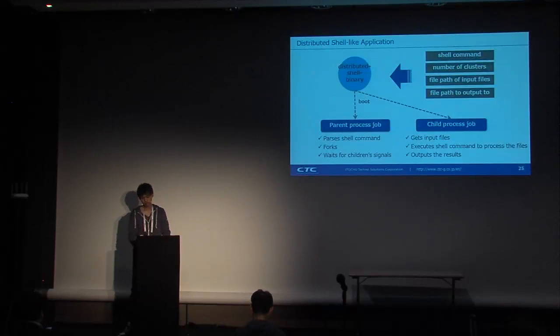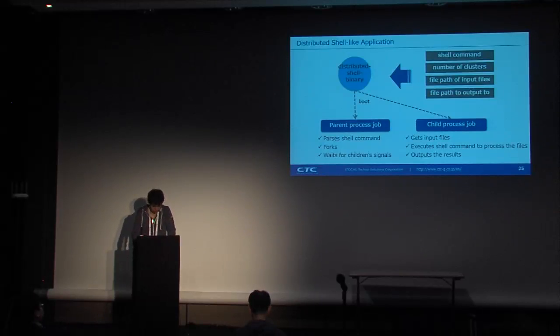So let's move on to the next application. This application processes a large amount of files with multiple processes in parallel. This application distributes a job to multiple processes in the same way as the Monte Carlo application to shorten the processing time. This binary accepts these four options.